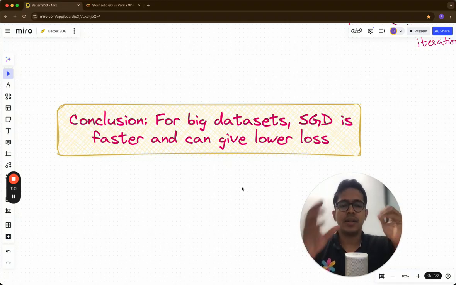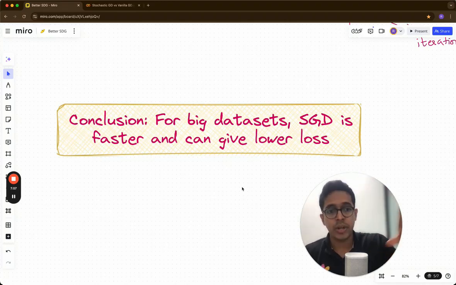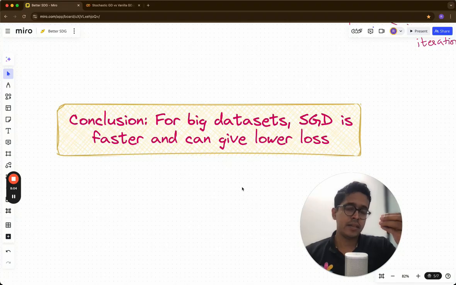So this brings us to the end of this lecture. Just to recap, what we did in this lecture is we looked at one of the 4 methods that we are going to cover in 4 separate lectures to make gradient descent better. So we were making gradient descent better in this particular lecture through stochastic gradient descent. In the upcoming lectures, we'll look at 3 more methods.